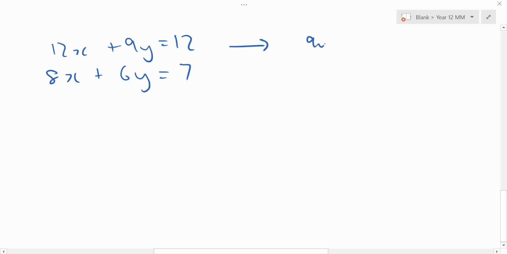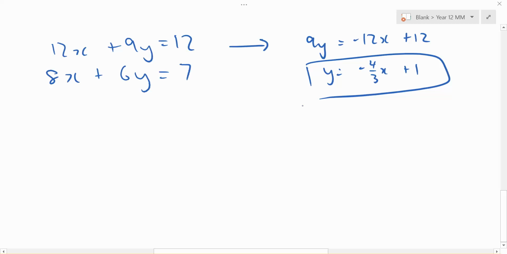This is 9y is equal to negative 12x plus 12, divided by 9. So negative 12, that's what? Negative 4 on 3, x plus 1. Yeah, so that's my equation. Your next? 4 and 3. 4 and 3? Oh, you're right too. I was testing you. Exactly what I was doing.